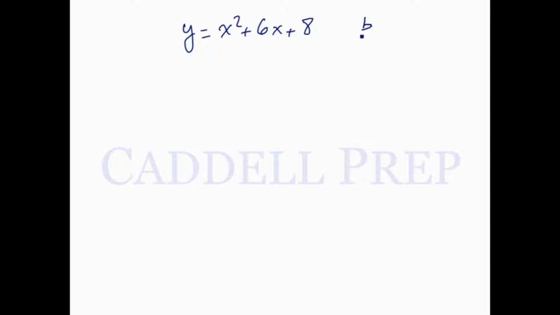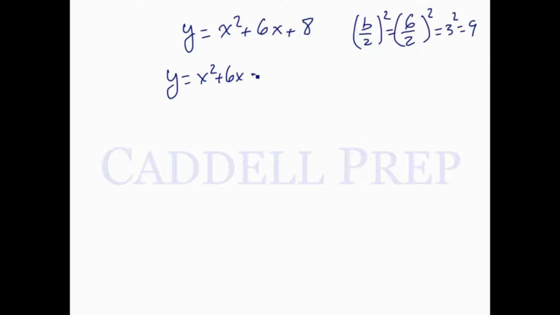So we're going to take the b term, divide it by 2, and square it. So it's going to be the 6 divided by 2 squared. So that's 3 squared, which is 9. So we want it to be like this: x squared plus 6x plus 9. But we have this 8 here. And since we added 9, we're going to change the value of this. But we don't want to change it. So in order to counteract that, we're also going to subtract 9. Right now, just focus on this part here, because this is where we completed the square.